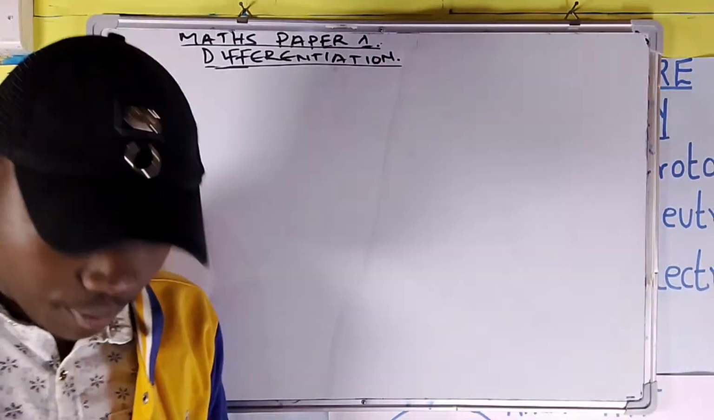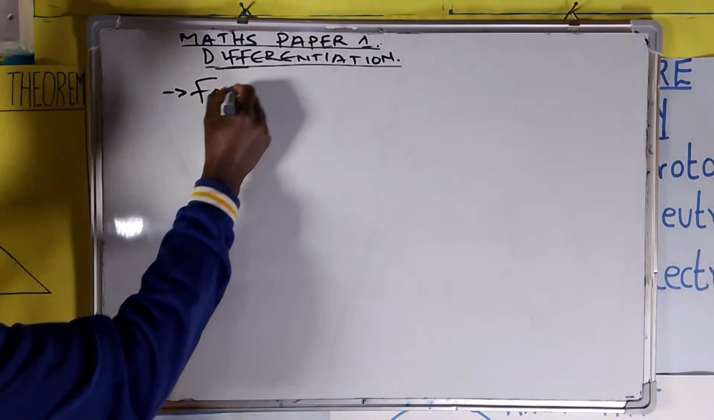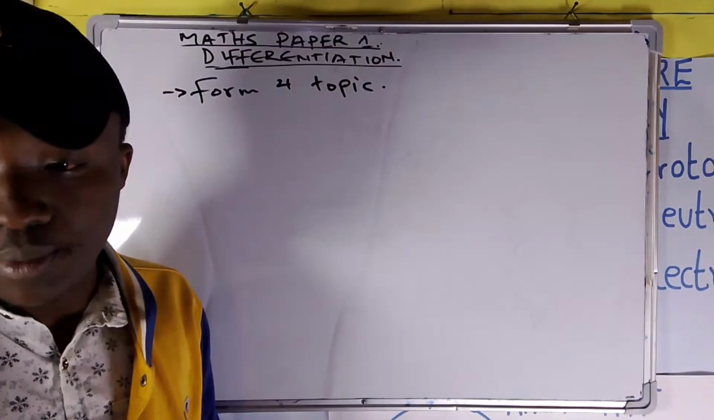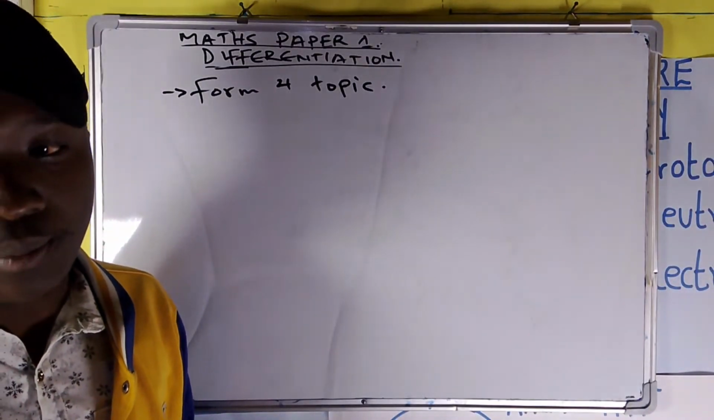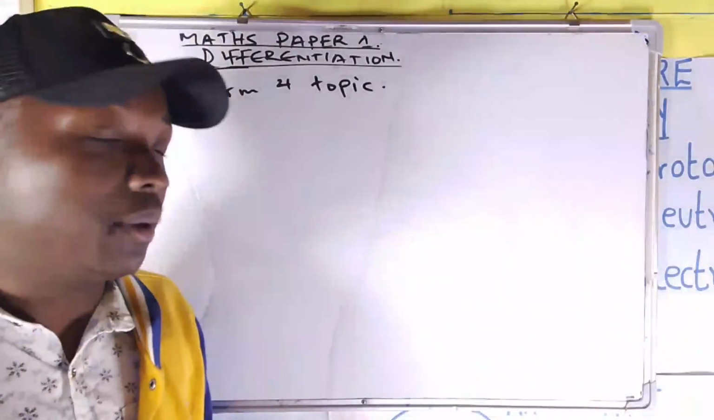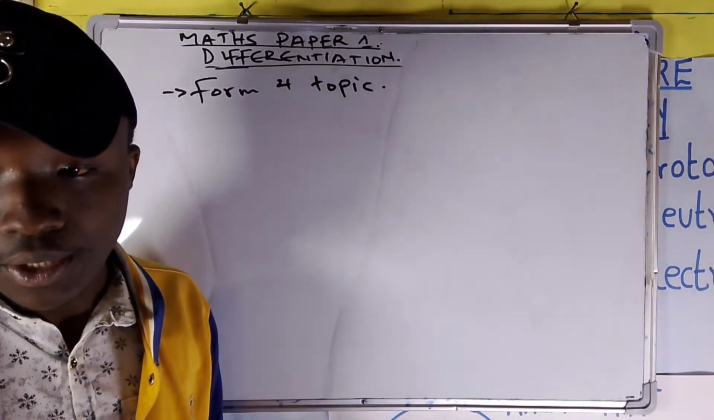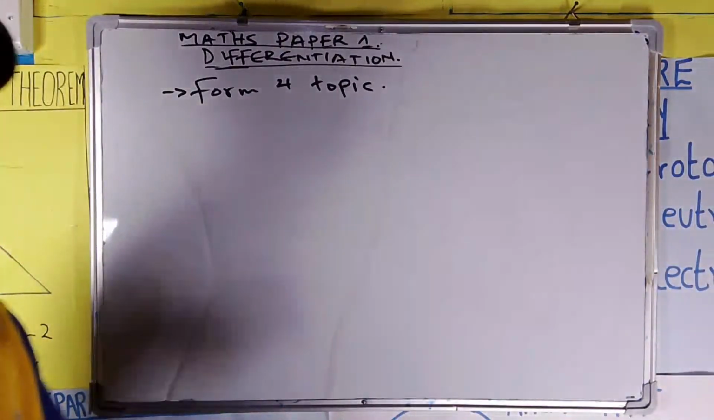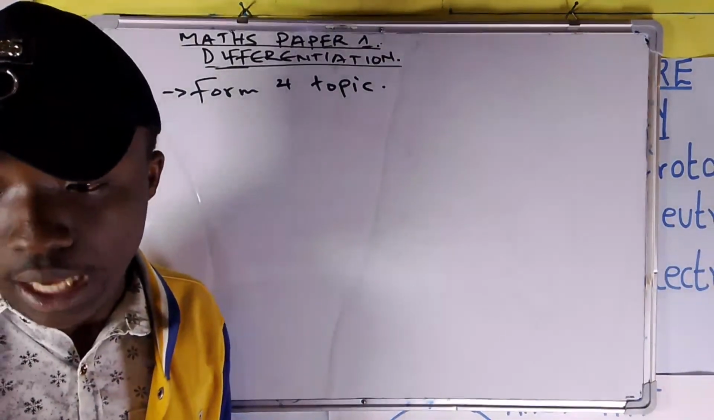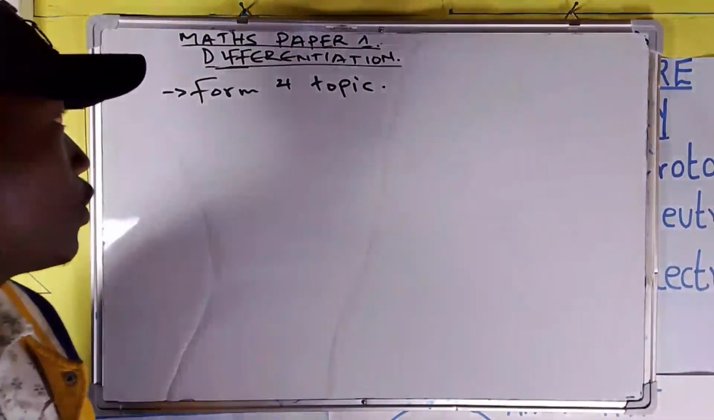Differentiation is a topic in Form 4 work. I know by chance you've not yet done this topic, but we can go through it because it is part and parcel of paper 1, so that you will have time to start revising for paper 1. It is the third last topic in Form 4, and this topic we are going to do it now. I hope you are doing well, and I'm also doing well.